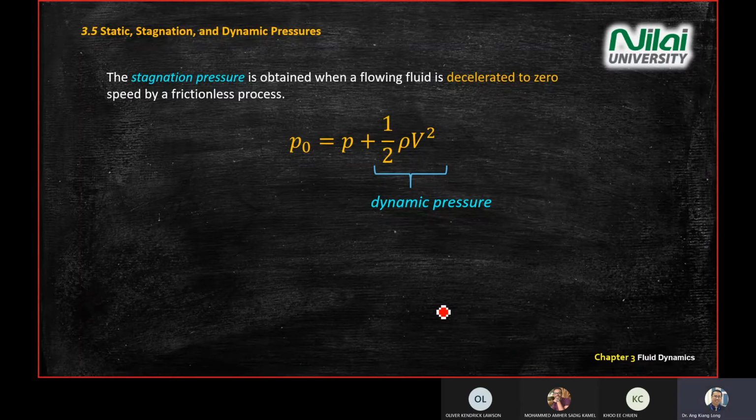Sometimes I won't write the equation out. I will just mention dynamic pressure, then you know dynamic pressure equals half rho v squared. So this one.